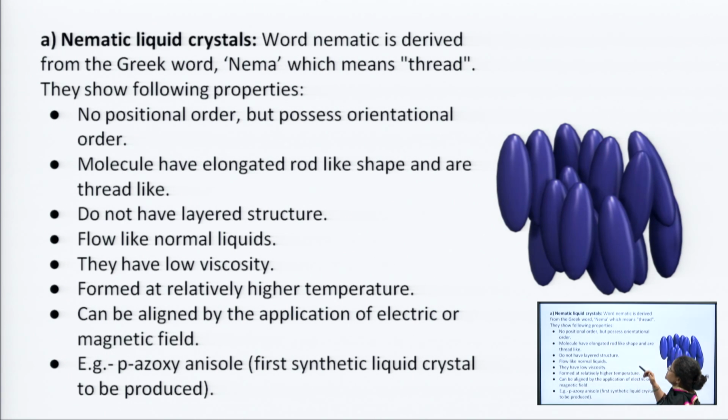In fact, these liquid crystals do not have positional order of the unit cells, but possess orientational order of the unit cells. The molecules have an elongated rod like shape and are thread like in nature. They do not have layered structures. That means the layer like arrangement of a crystalline solid disappears in this particular state. They flow like normal liquids and they have low viscosity.